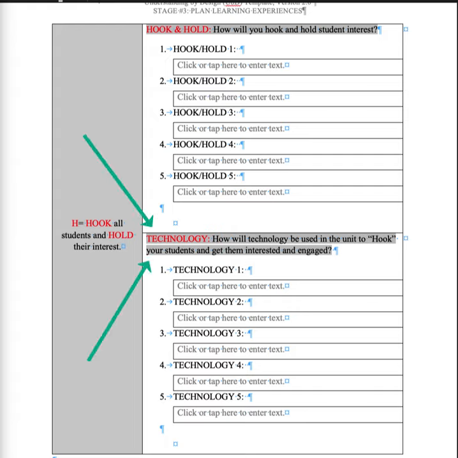In that same section, we talk about technology. How will technology be used in the unit to hook your students and get them interested or engaged? Now, for some units, this may be more difficult. If your subject is mainly text-based, how will you use technology? Will you use computer-based games? Will you use some sort of online blog? There's a multitude of answers to this. And it should be stated that there is a million different answers to each one of these. There is no cut and dried right or wrong answer to these. I mean, after all, you are the one planning this unit.